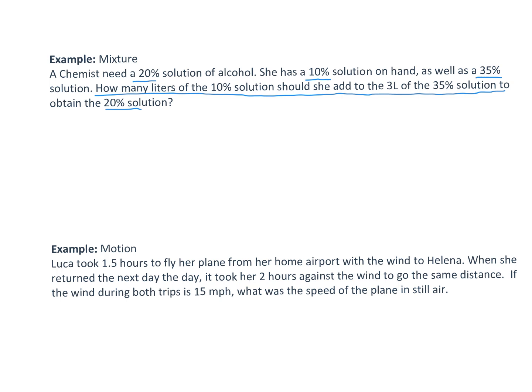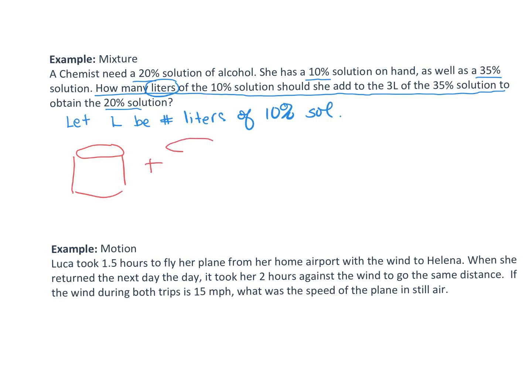So I'm going to start here by identifying my variable. We're going to let L be the number of liters of the 10% solution. And I'm using that because that's the question: how many liters of 10% solution should be added? And for this kind of problem, I'm going to write myself a little model so that I can think about what's going on here.